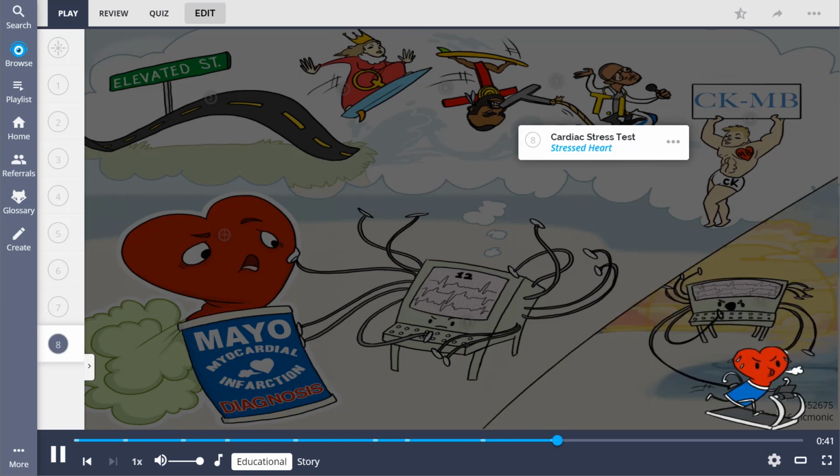Patients may also be administered a cardiac stress test, shown by the stressed heart. This allows for measurement of the heart's response to increased workload. This is usually done by administering an exercise tolerance test, but for patients who are unable to tolerate physical exercise, medications such as dobutamine may be given to stimulate the heart to increase workload.